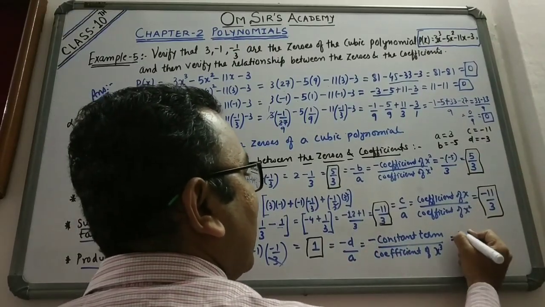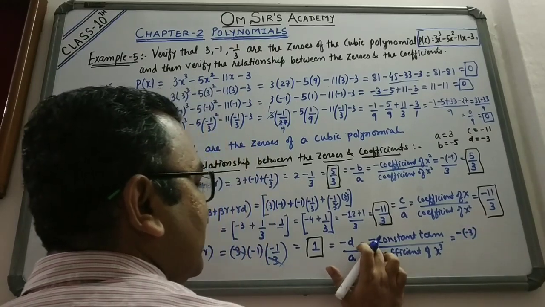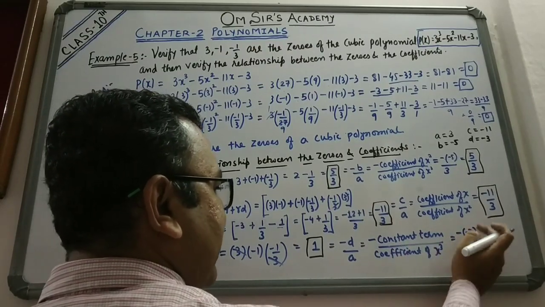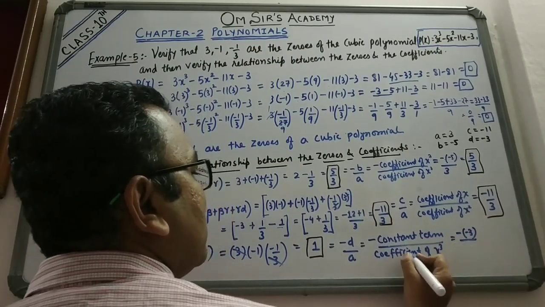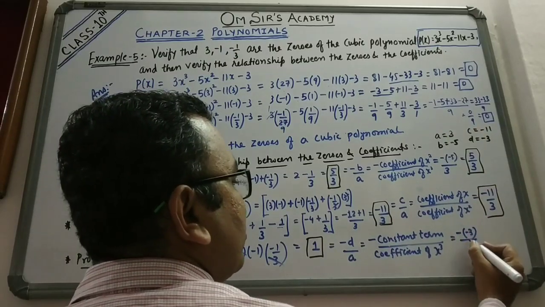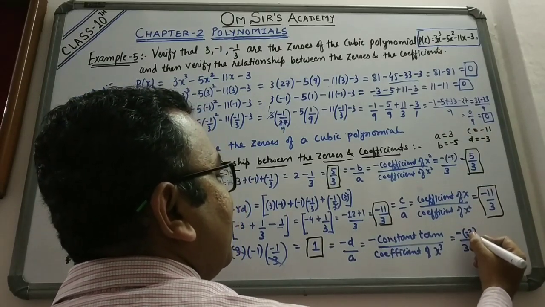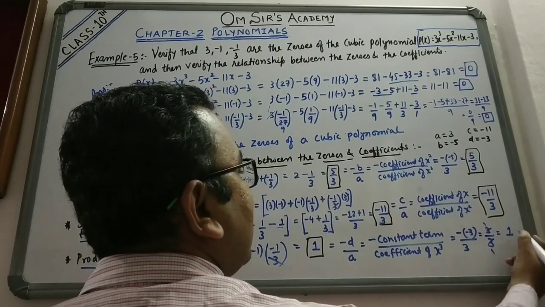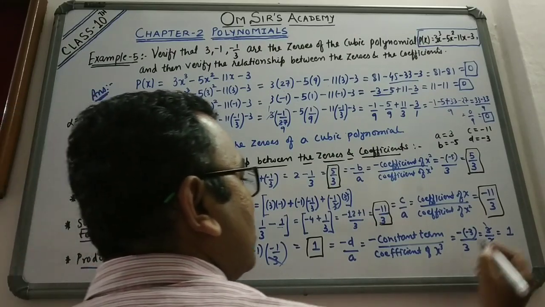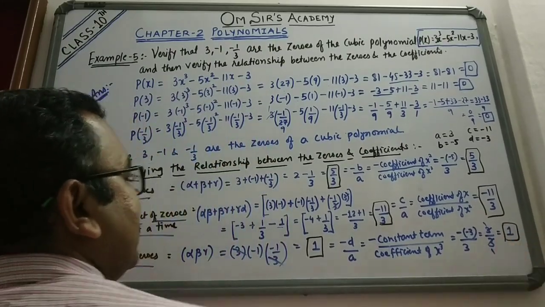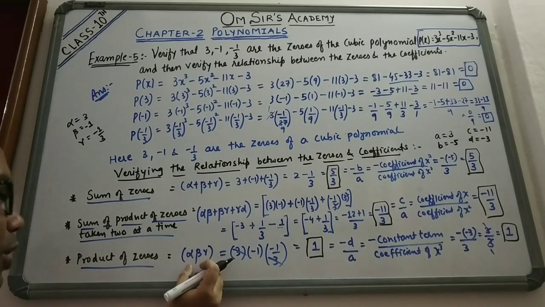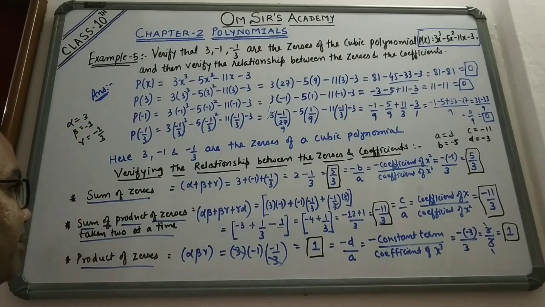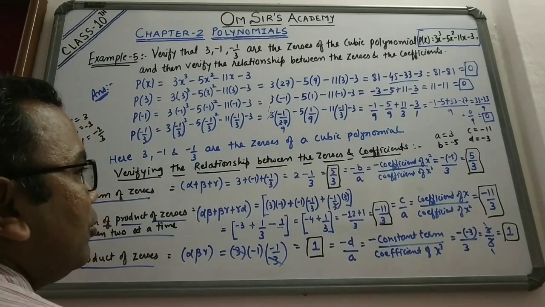So it is minus constant term. So again I'll write minus into minus 3. The minus sign is outside and the constant term itself is also negative. So minus into bracket minus 3 upon the coefficient of x cube. What is the coefficient of x cube? It is 3. So minus into minus will be plus 3. So 3 upon 3. So 3 ones are and 3 ones are. So the answer I got is what? 1. So this one is equal to this one. So alpha into beta into gamma is equal to minus d upon a. Hence this relationship between the zeros and coefficients is also verified.